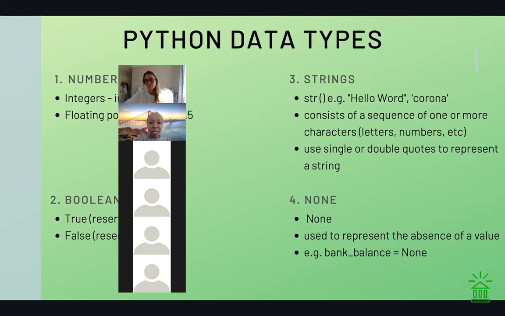Okay, cool. Definitely makes sense. So your numbers, your 1, 2, 3, and your strings would be your data types, but then you would store that in a variable. Oh, okay. Thank you.